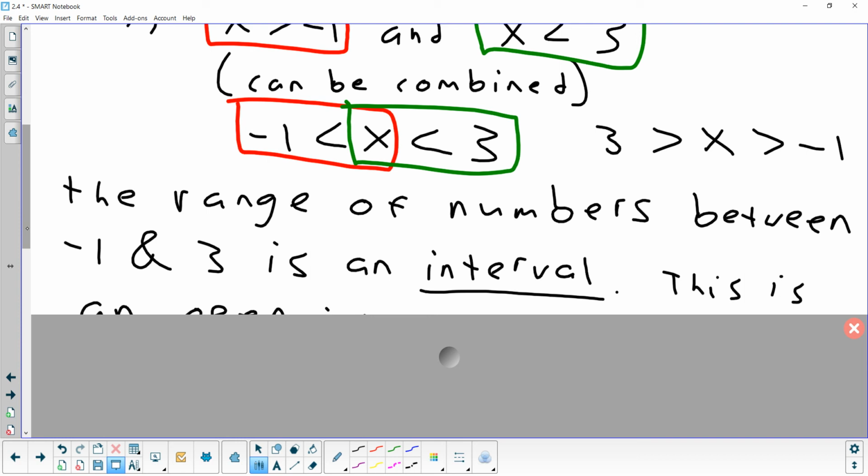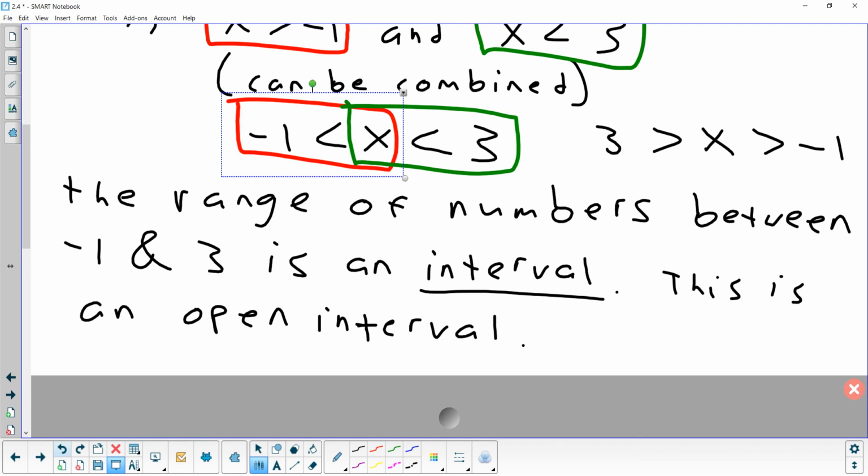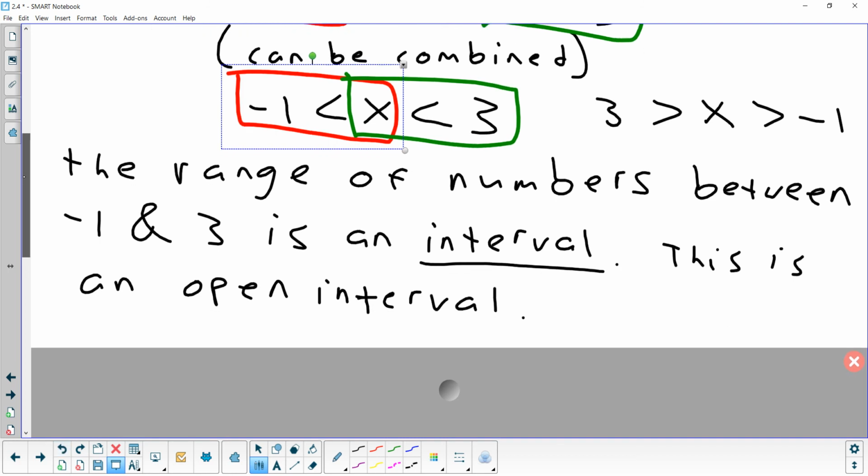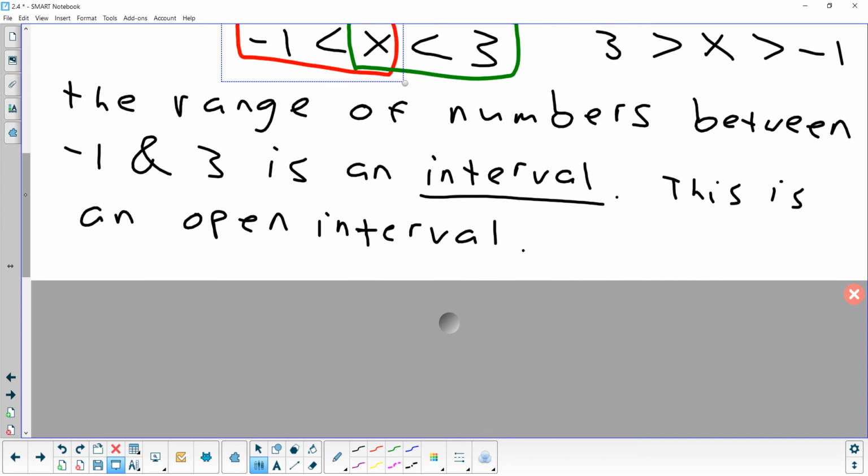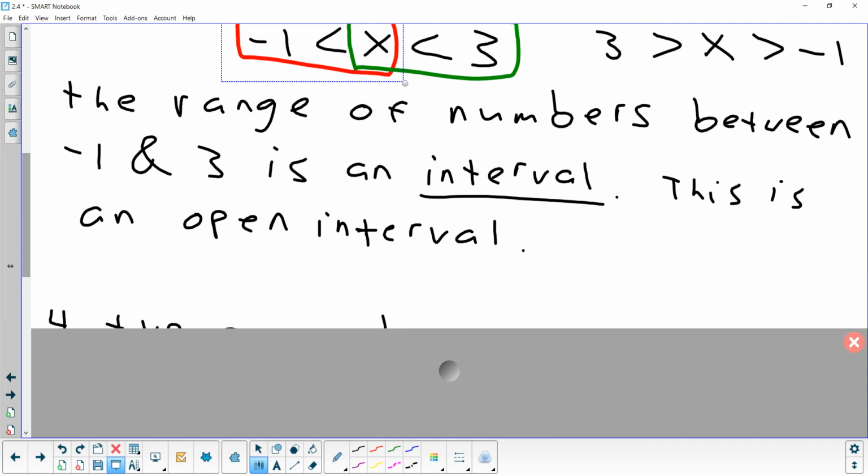You can have the equal to, it depends on the problem. You can also have one with an equal to and one without. So this is what we call a completely open interval. An open interval is when you do not include either end of the interval. That's an open interval.